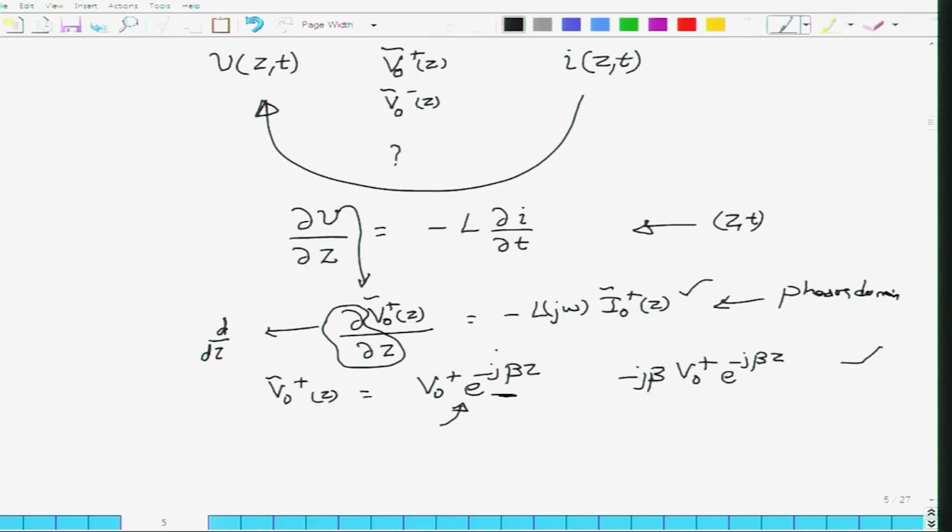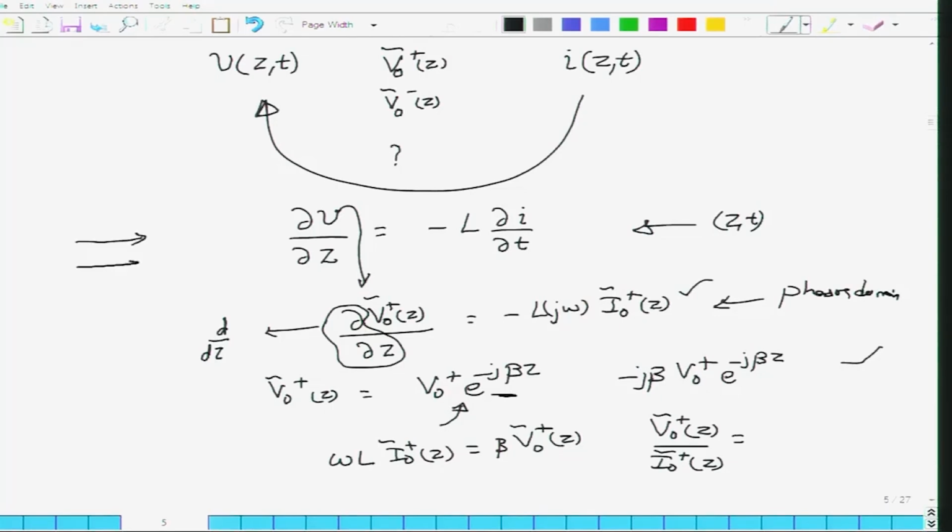J will also cancel on both sides. So, what you get is omega L I0 plus of Z phasor is given by V0 plus of Z phasor into beta. Okay. I know that the ratio of voltage to the current must be some kind of an impedance. This impedance in this particular case is defined as the ratio of positive going voltage to the positive going current. That is, both voltage as well as current are going along the plus Z direction.